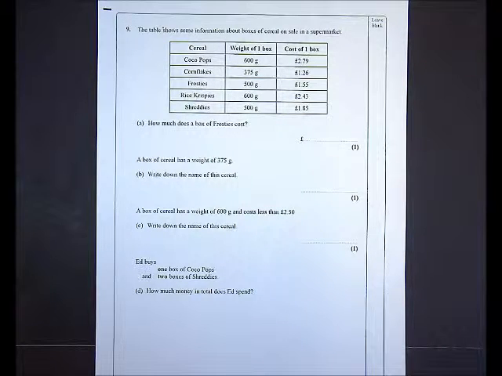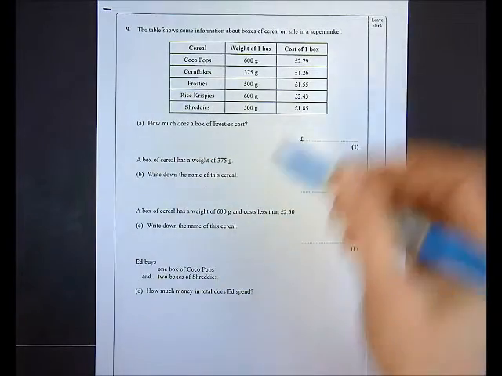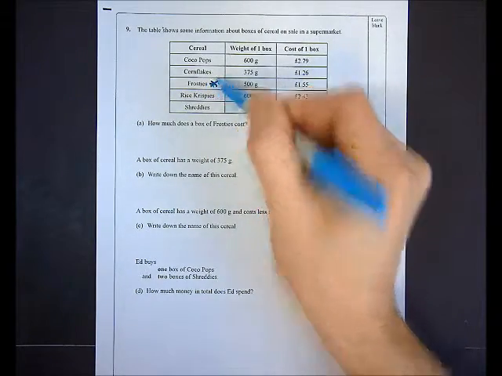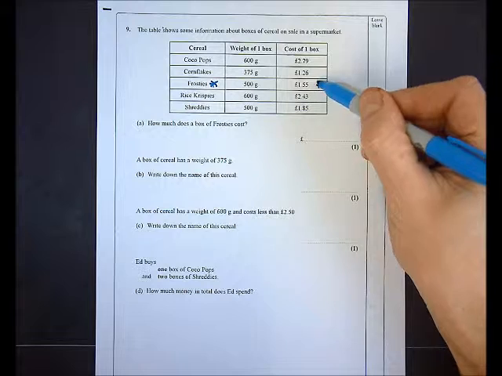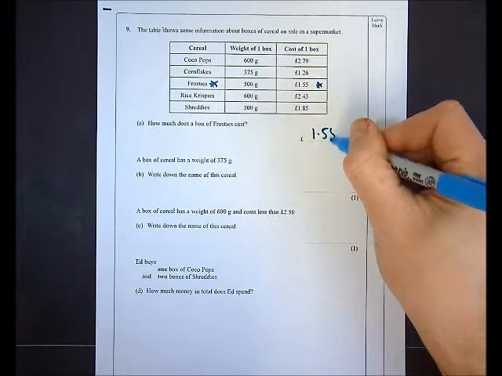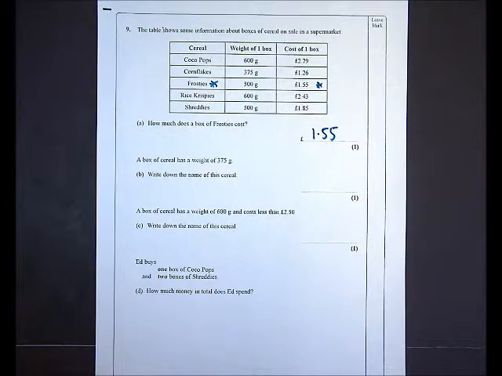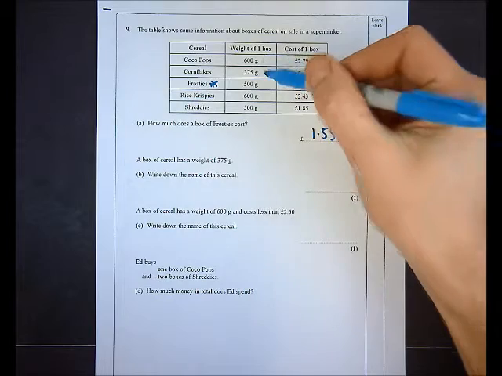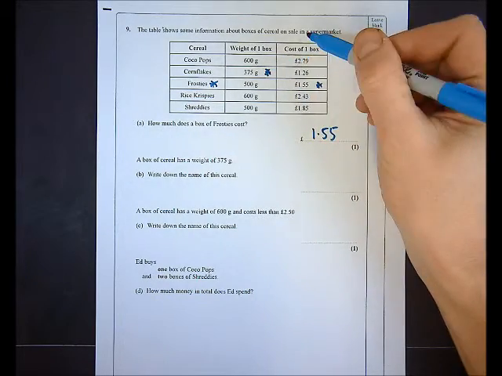In question number 9, I'm shown a table with information about boxes of cereal, including how much they cost and the weight of one box. And in part A, I'm just asked how much does a box of Frosties cost? Well, Frosties is here, and I can see the cost of that is here, which is £1.55. In part B, I'm told a box of cereal has a weight of 375 grams, and I'm asked to work out which one that is. So 375 is here, so that must be cornflakes.